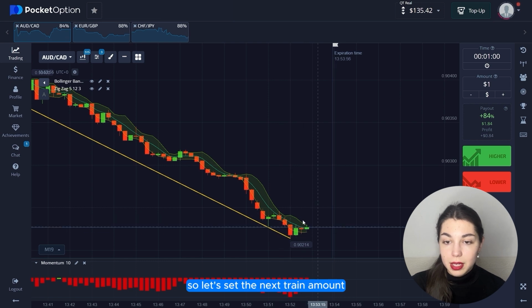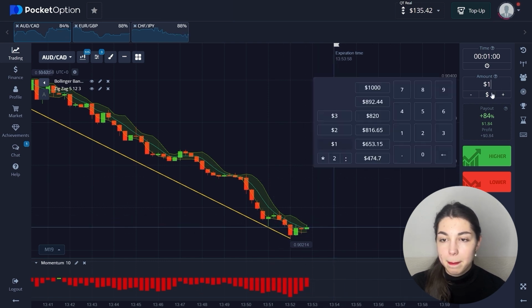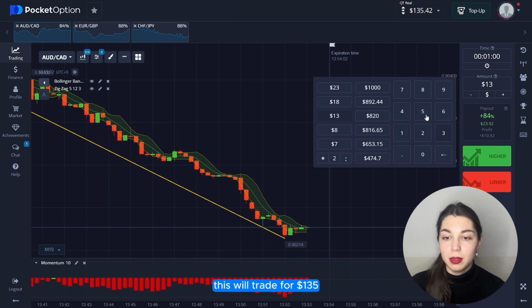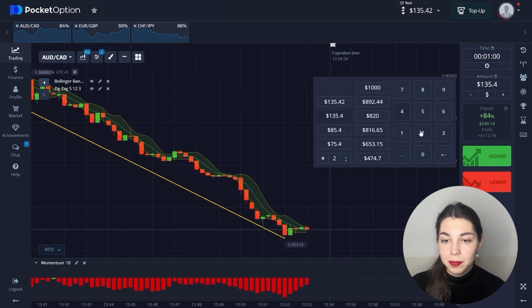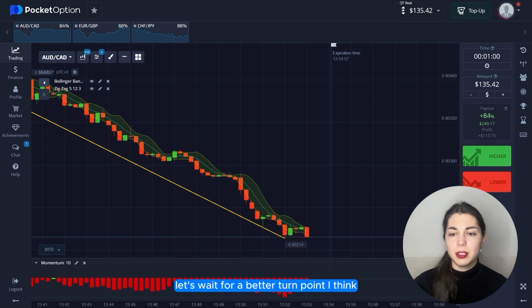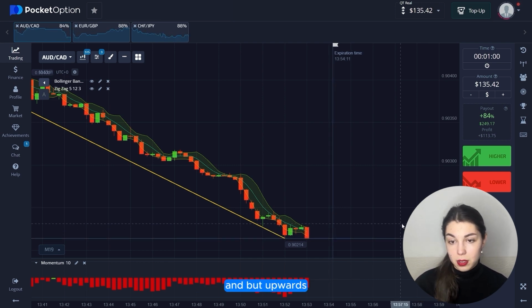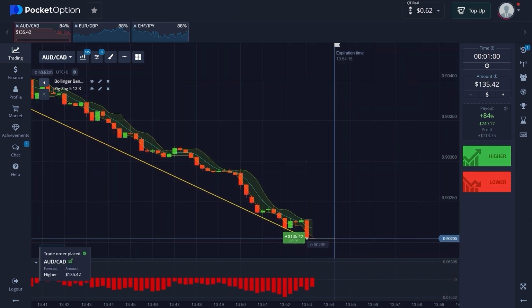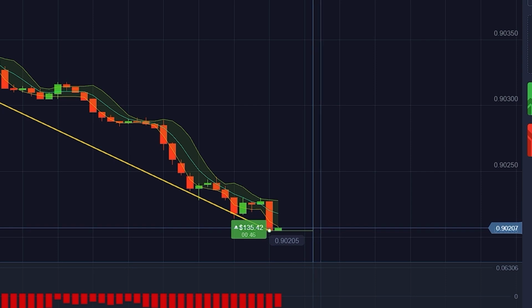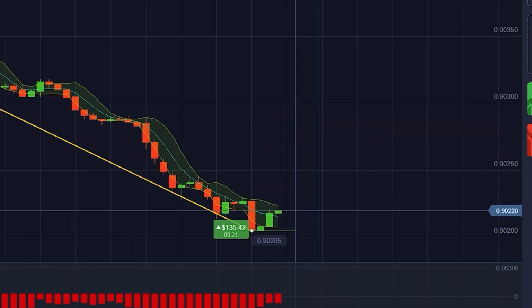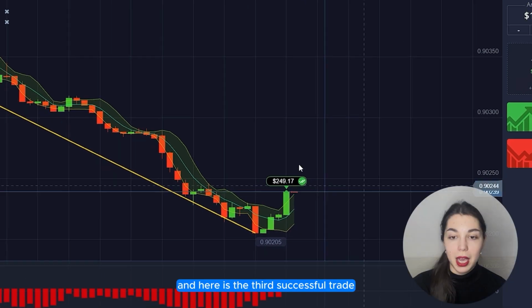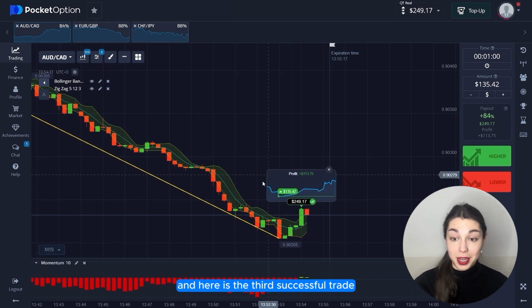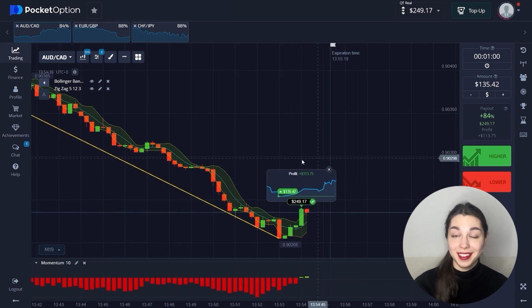So let's set the next trade amount. The third trade for $134. Let's wait for a better entry point, I think. And bet upwards. And here is the third successful trade, all on the chart.